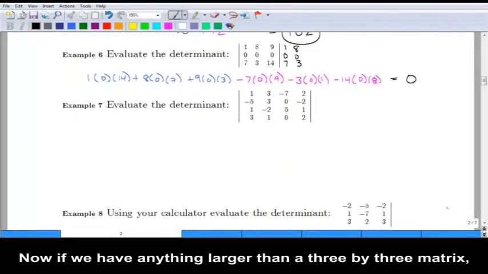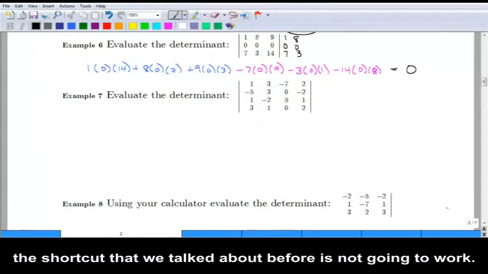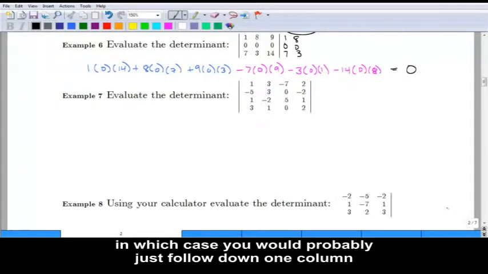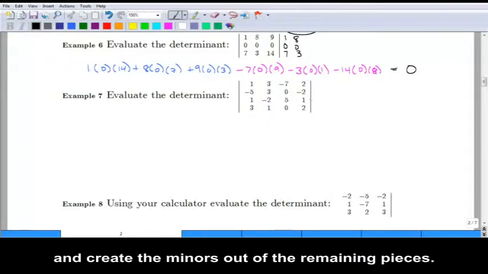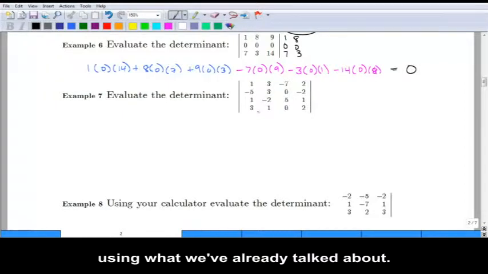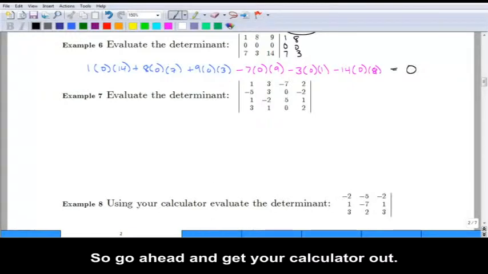Now, if we have anything larger than a 3 by 3 matrix, the shortcut that we talked about before is not going to work. And we either need to approach it as looking at minors, in which case you would probably just follow down one column and create the minors out of the remaining pieces, and then you'd still have to do a 3 by 3 determinant using what we've already talked about. The other way that we can approach this is by using our calculator. So go ahead and get your calculator out.